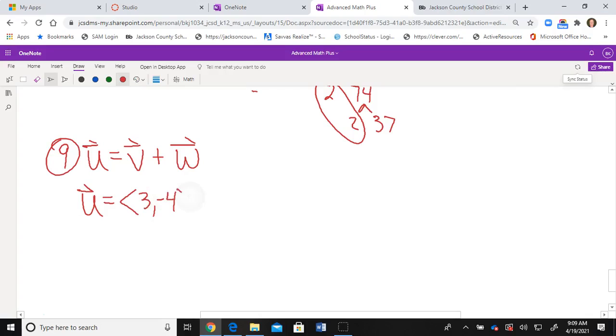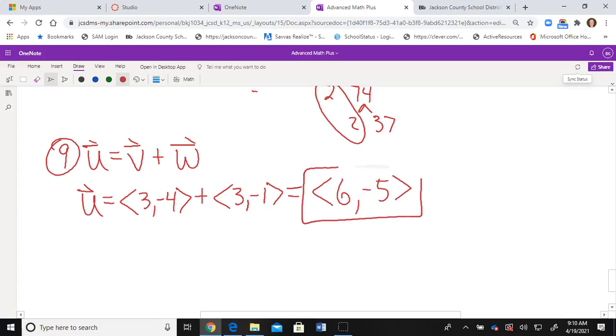So vector U will be, what was vector V? 3, negative 4, plus, what is W? 3, negative 1. 6, negative 5. All you do is add the parts. 3 plus 3 is 6, negative 4 and negative 1 make negative 5. And we don't have to find the magnitudes on 9, 10, and 11. Everybody good on 9?